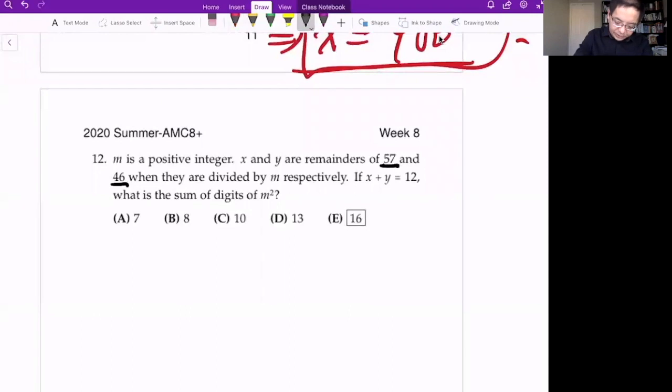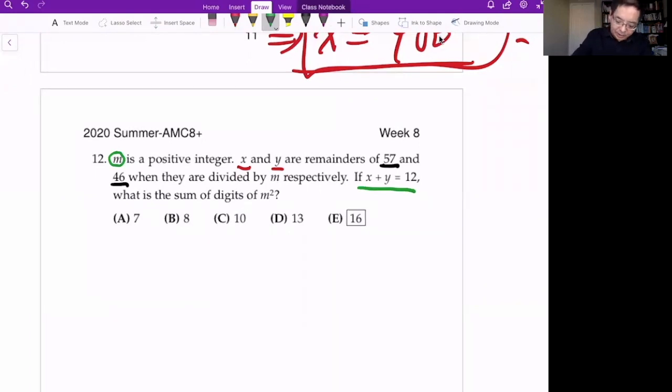Problem number 12. Here we have two numbers, 57 and 46. They are divided by the same positive integer n. We have two remainders, one is x and the other one is y. And the only information we have is x plus y equals 12. Basically we need to figure out what n is, right?